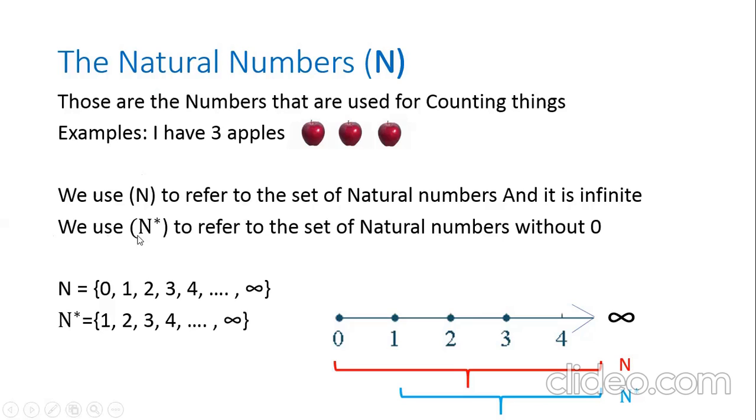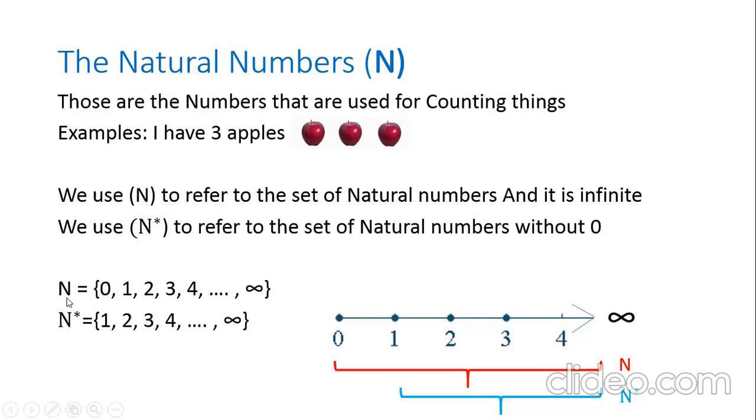We use N with a small star on the top right corner of the letter to refer to the set of natural numbers without 0. It's good to mention here that not all mathematicians agree whether 0 belongs to the set of natural numbers. That's why if you are a student, better to talk to your teacher to see how 0 is treated throughout the context of their lessons.